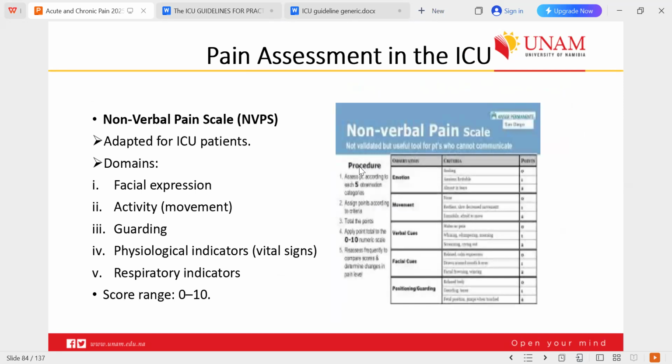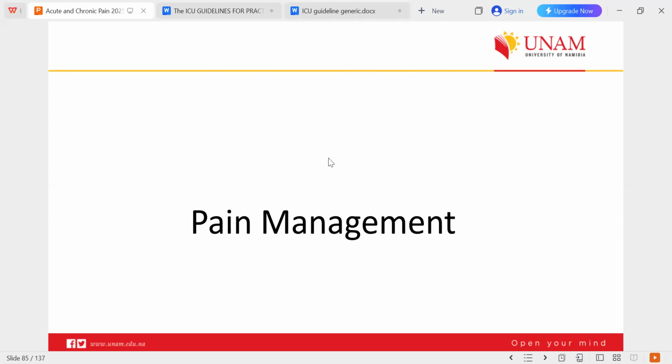Okay, the last one we're looking at in ICU is the non-verbal pain scale. There are 5 domains rather: the facial expression, movement, guarding, physiological indicators, and respiratory indicators. The score ranges between 0 to 10. This is for the non-verbal pain scale. So let me stop here and take some questions before we go for pain management. Any question on pain assessment thus far?